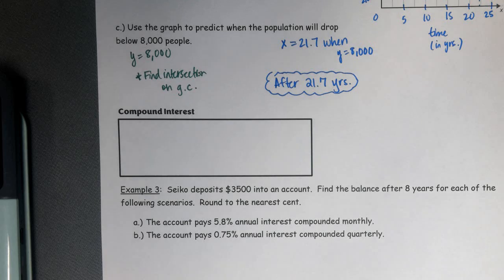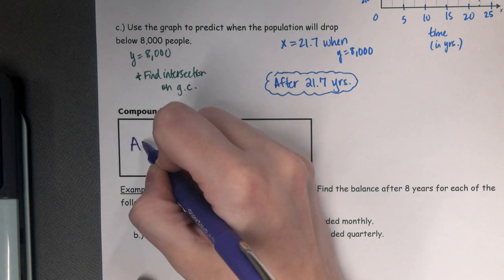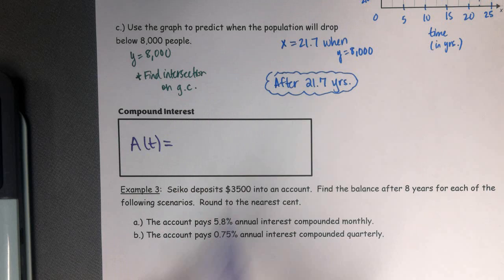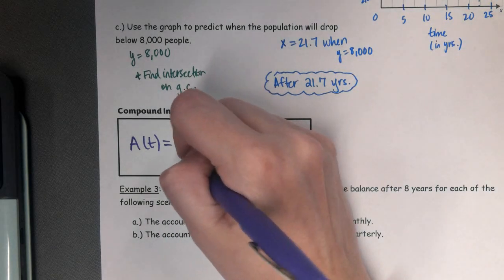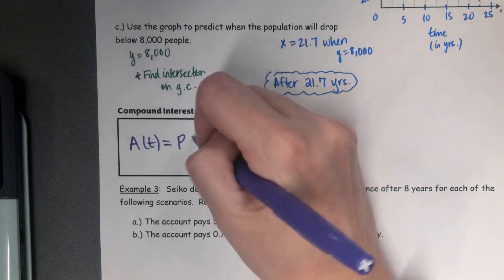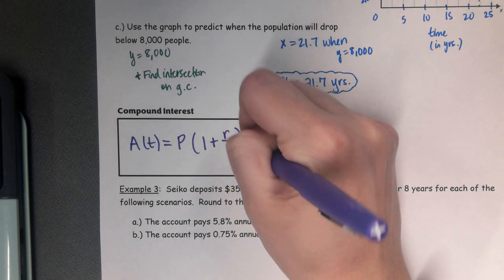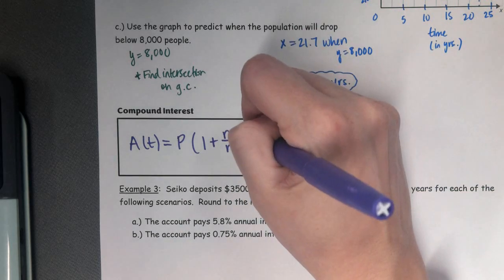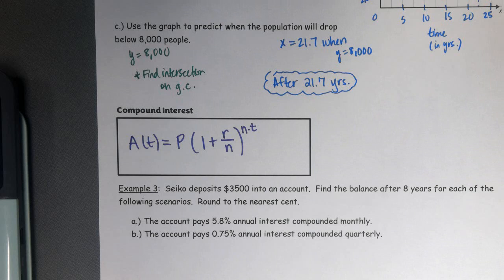Alright, then let's learn the compound interest formula. The compound interest formula either has A equals, or sometimes you'll see A of t. It really just depends. And then you have P times 1 plus R over N to the power of N times T. Yeah, there's a lot more in that one.